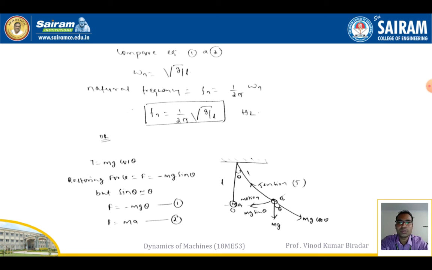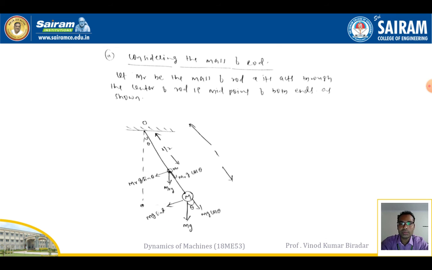Okay, therefore the natural frequency, once you know the omega n value, natural frequency is equal to what? f n is equal to omega n by 2 pi. Therefore the natural frequency f n is equal to 1 by 2 pi square root of g by L hertz. Okay, so this is about the natural frequency when neglecting the mass of the rod of a simple pendulum.